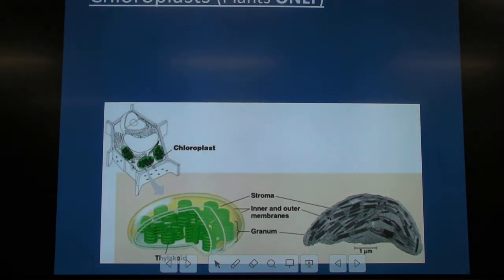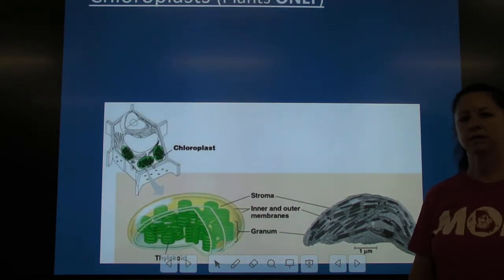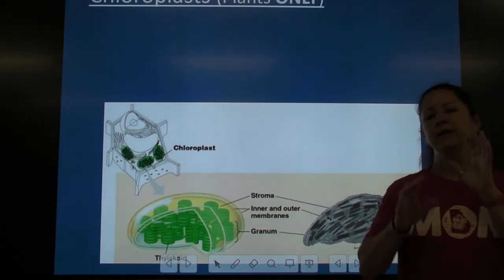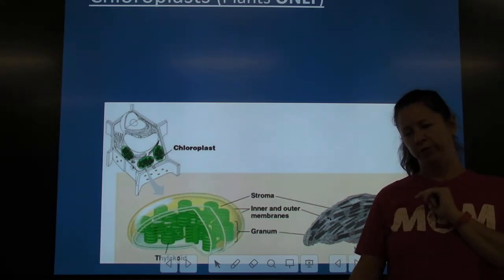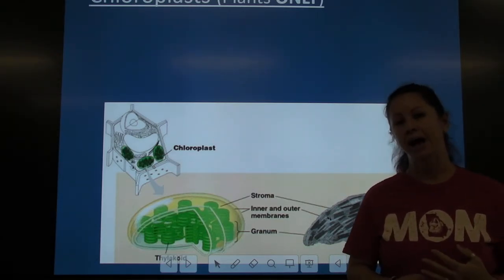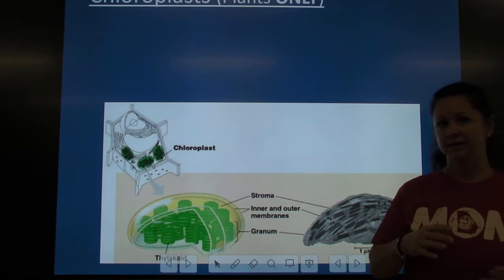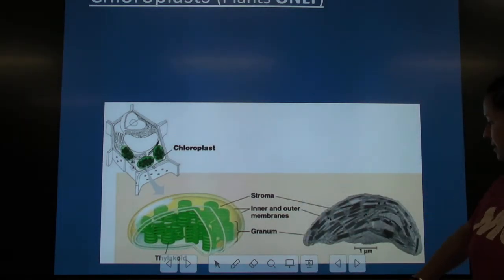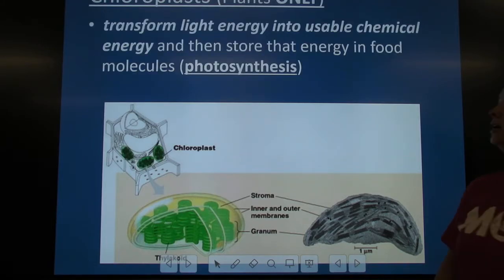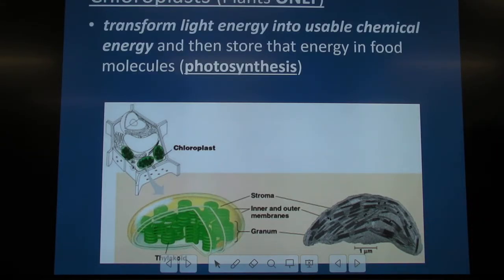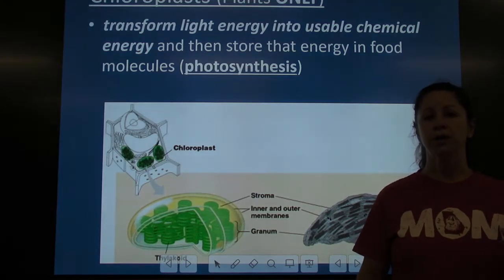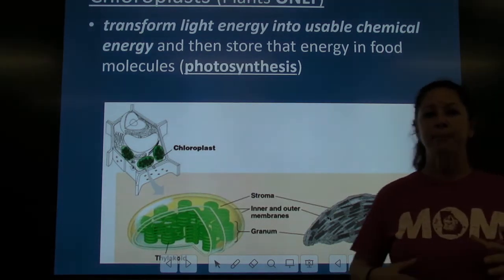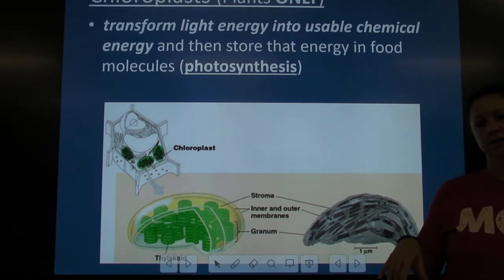Next are chloroplasts. These are found in plants. It says plants only, but actually they're found in some types of protists, specifically algae. Okay, so plants and algae, which is a protist, have chloroplasts. And a chloroplast transforms light energy into usable chemical energy. Okay, and it turns that into a food. That process is called photosynthesis.